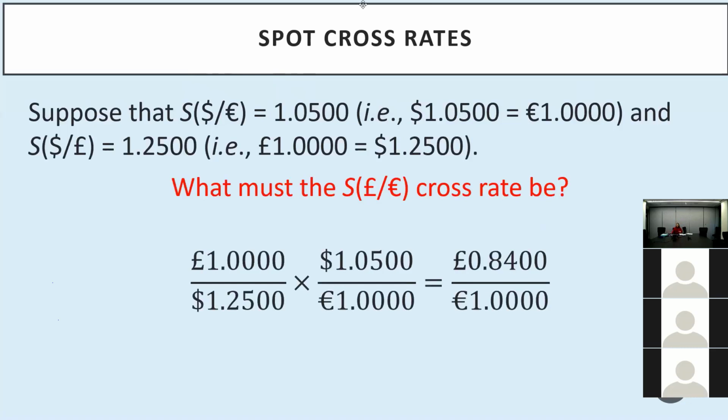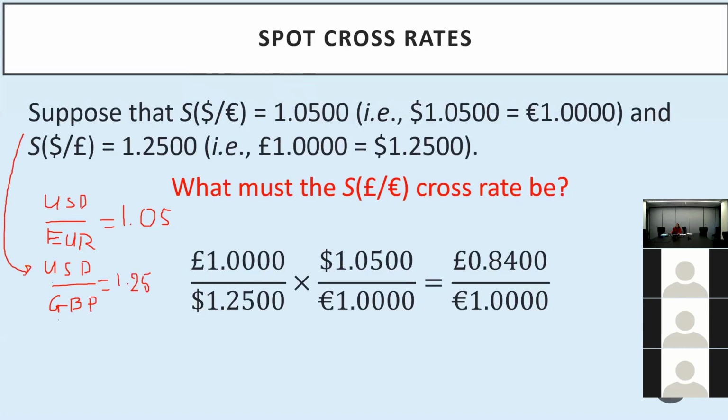For example, in this example I have here, in the question we are given two different quotes. We are given the USD and euro quote, and this is 1.05. We are also given the USD and the pound quote, and this is 1.25.